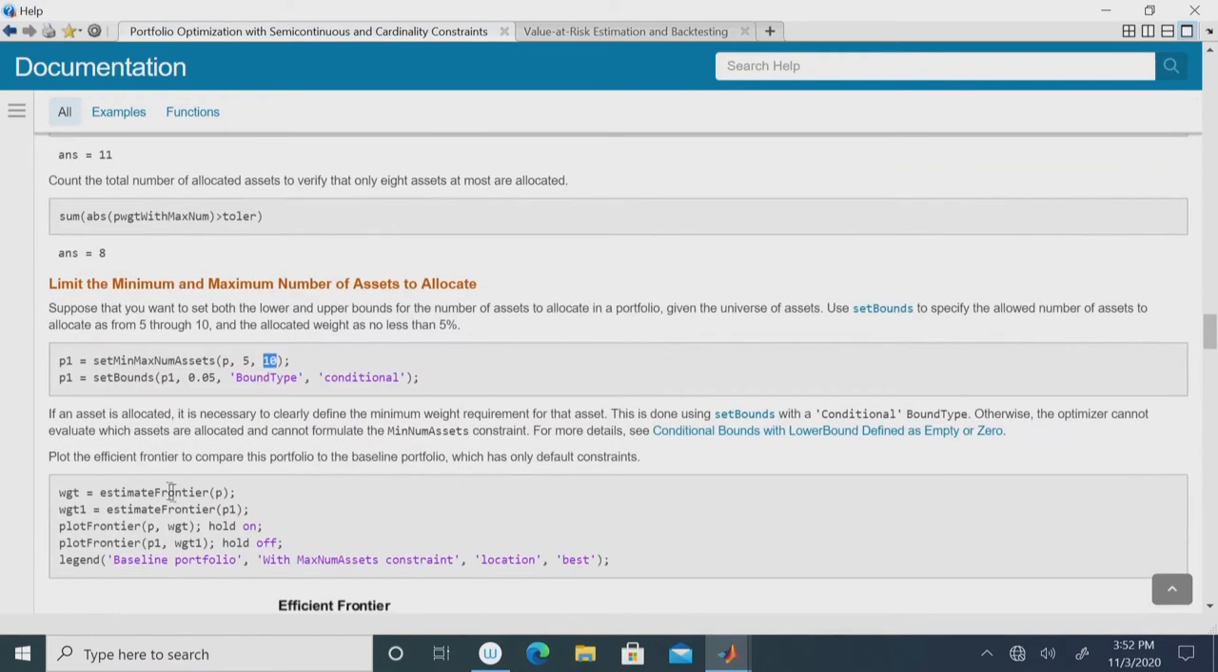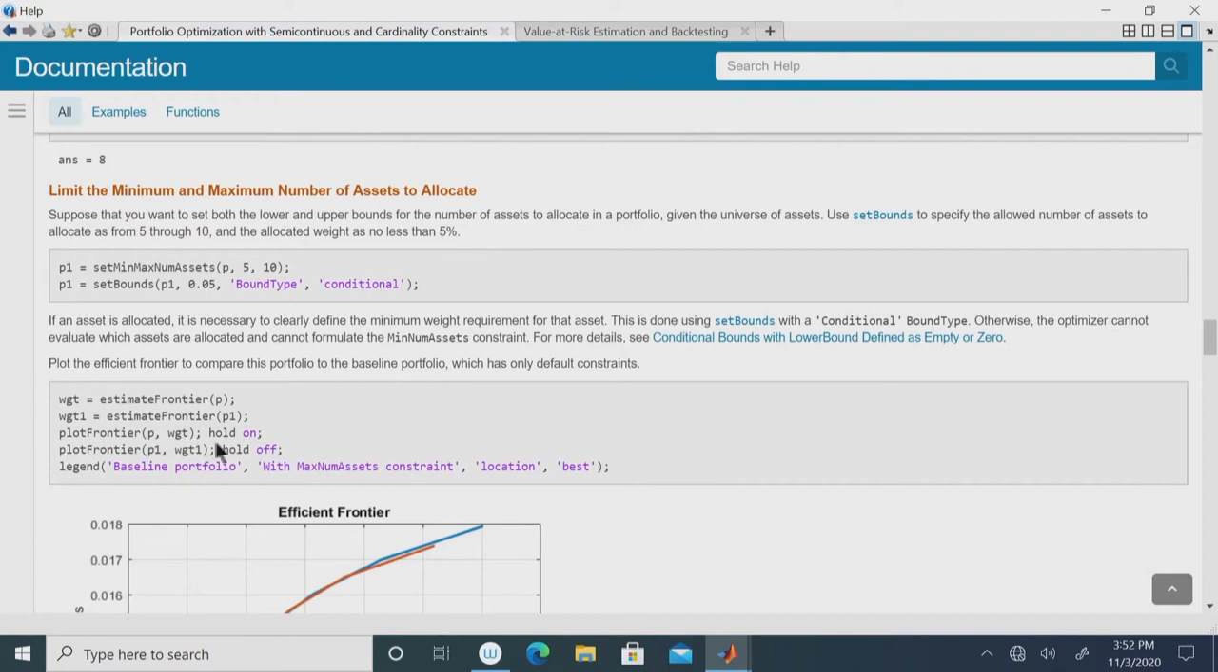So now, again we go ahead and we plot the efficient frontier, and again make a comparison with a baseline portfolio. The baseline portfolio is the portfolio P, and then we compare that with the newly defined portfolio with these two bounds of 5 and 10 number of assets and a minimum weight of 5%. So I estimate the efficient frontier for P, which is without any additional constraint, and P1, which is with the min and max constraints as well as the weight constraints, and I will designate the weights corresponding to each of those efficient frontiers as WGT and WGT1, and then I will plot those efficient frontiers.